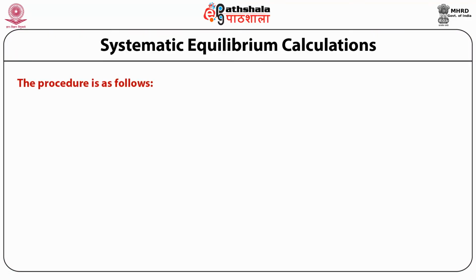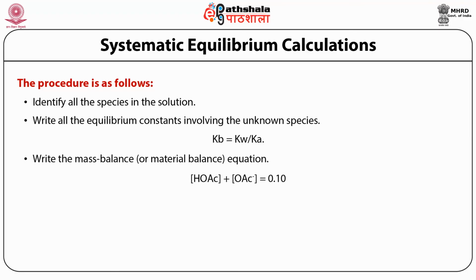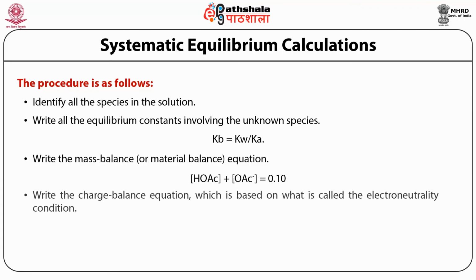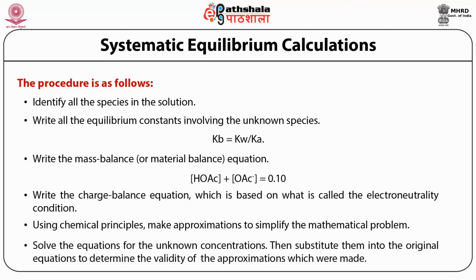The steps of the procedure include: identify all the species in the solution, then write all the equilibrium constants involving the unknown species, then write the mass balance or material balance equation, then write the charge balance equation, which is based on what is called the electroneutrality condition, and then, using chemical principles, make approximations to simplify the mathematical problems, and finally solve the equations for the unknown concentrations. Then substitute them into the original equations to determine the validity of the approximations which were made.